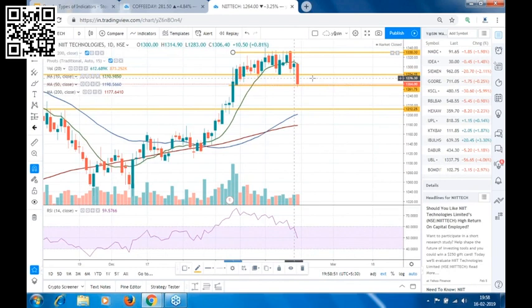Okay, so this is your stock for trade from top. So we have seen trade from bottom, we have seen trade from support, and we have seen trade from top.